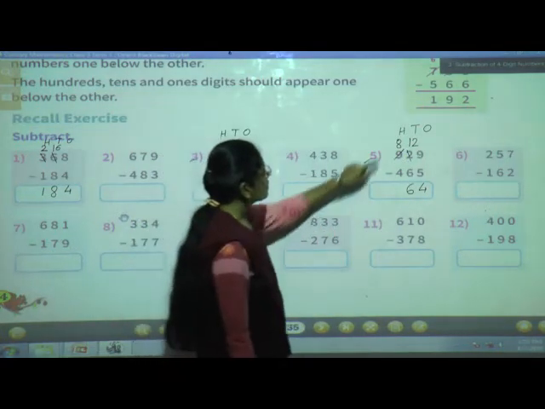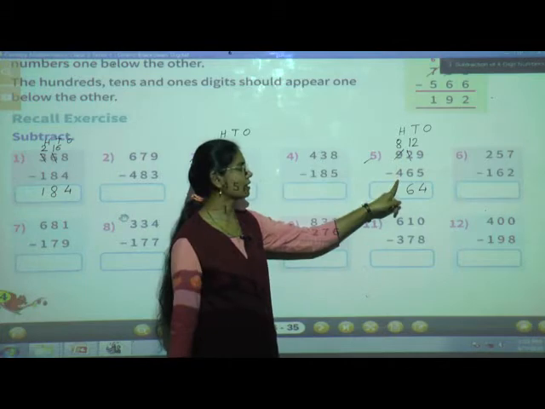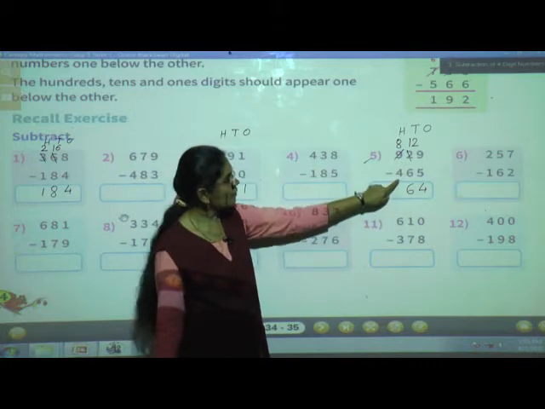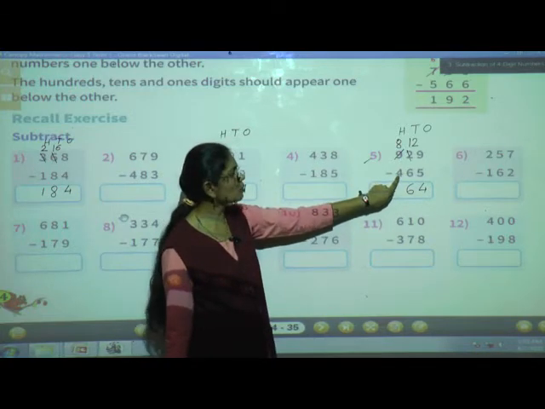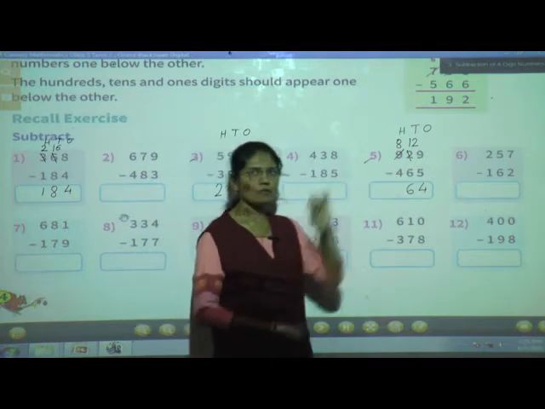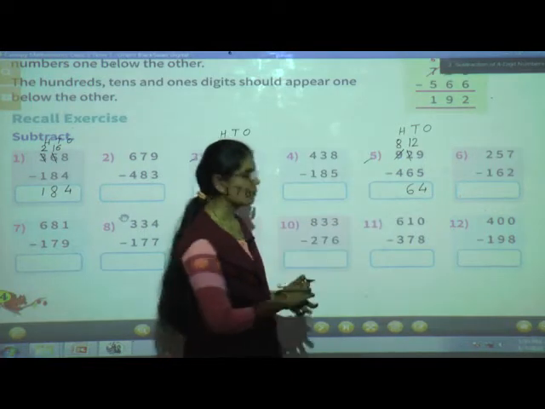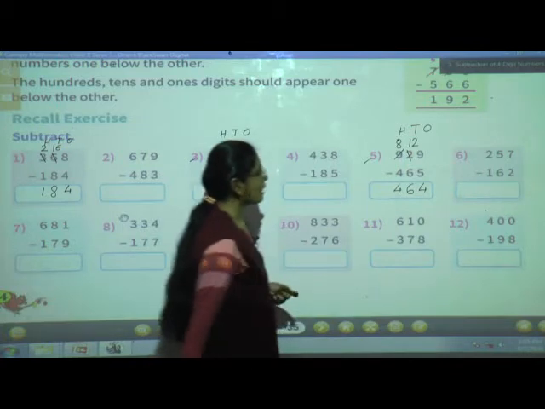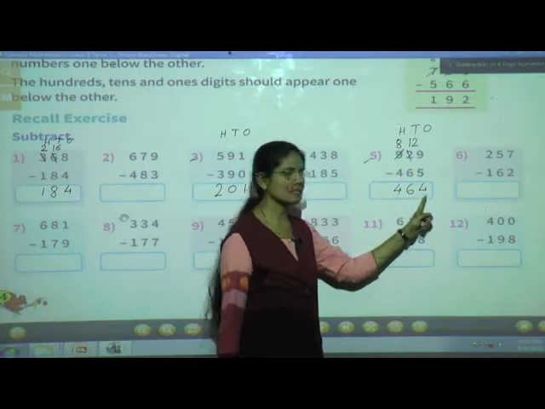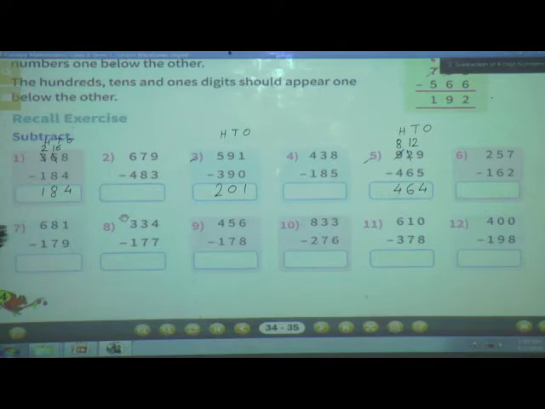Okay. See the hundreds place now. Here 8 is there and here 4 is there. 8 is greater than 4. So do the subtraction. 8 minus 4. What will you do now? Here 4 is there. So after 4 you have to count fingers till 8. So count your fingers after 4. 5, 6, 7, 8. So 8 minus 4, 4. Correct. So 929 minus 465 is equal to what? 464. Okay.